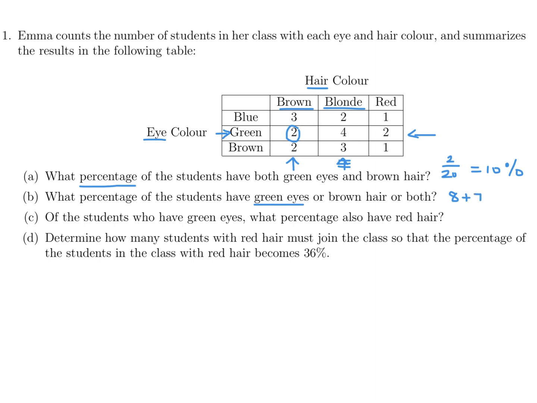But be careful because we've double counted green eyes and brown hair twice. So these guys we've double counted, so we have to subtract 2. So that would give me 13. And then, of course, as before, we have to figure out the percentage. There's a total of 20 students in the class, so it'd be 13 over 20, which is 65%.